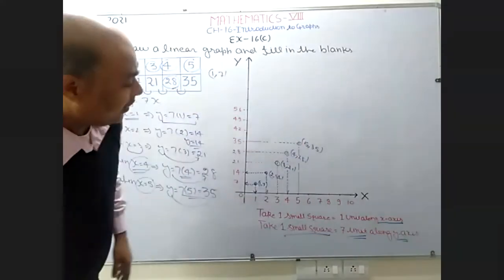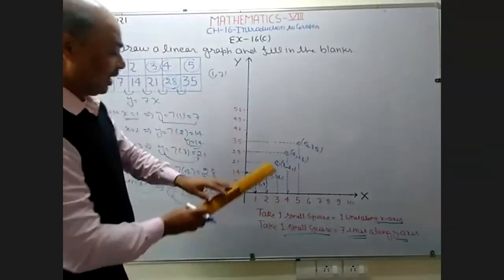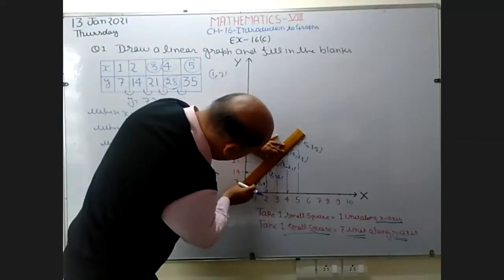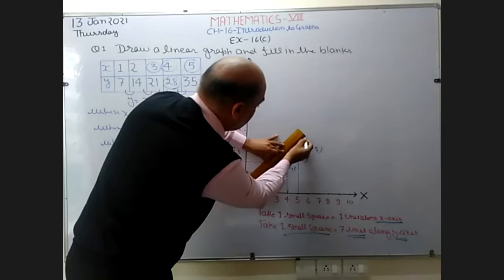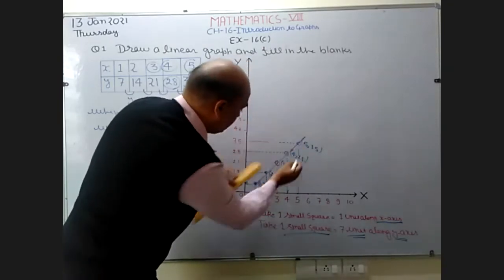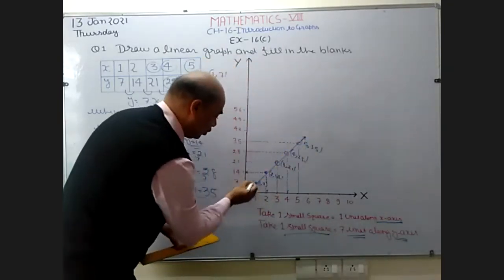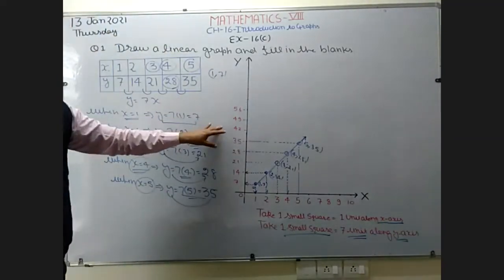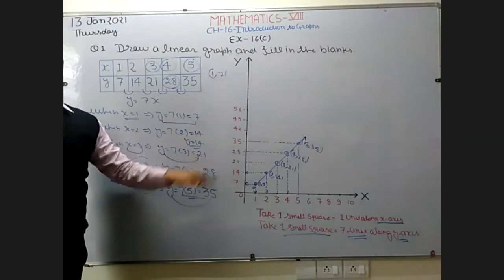Now what is the next step? Join all the points one by one. When you join all the points, it is going to be represented by a line. So this is the graph of the first question. I hope it is clear to everyone. If any doubt is there, send me.